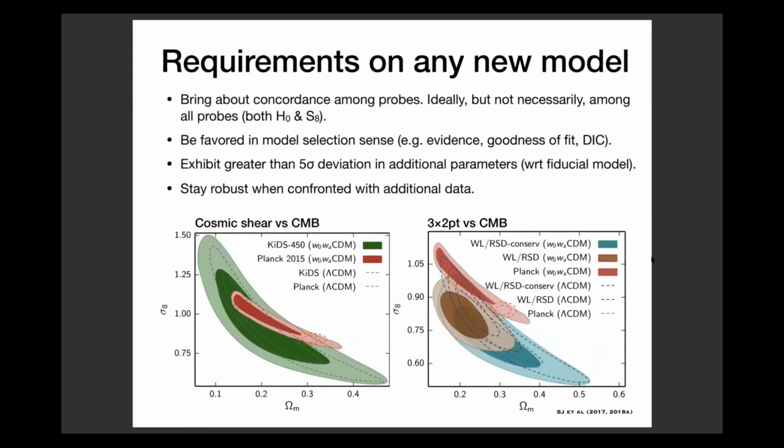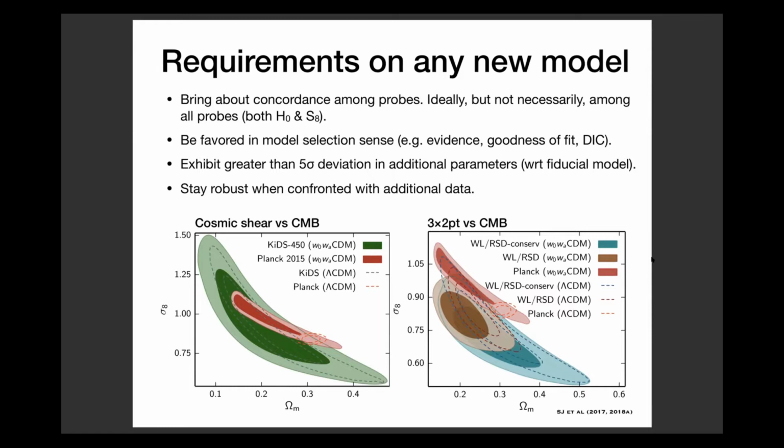As we try to explore new models, we need to be clear on what the requirements are for a new model. So we want our new model to bring about concordance between probes. Ideally, but not necessarily, the model will be able to bring about concordance among all probes. In other words, resolve both the S8 and H0 tensions. We want the model to be favored in a model selection sense. So this implies being favored from the point of view of the Bayesian evidence, the goodness of fit, or even better, the deviance information criterion, which accounts for the penalty of introducing new parameters.